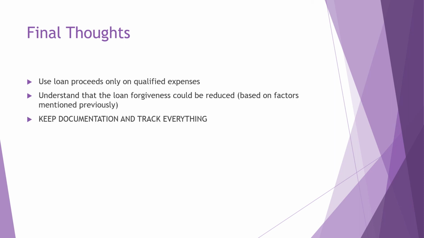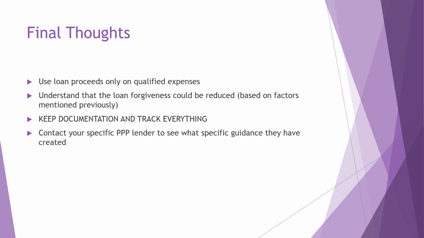Keep documentation and track everything. This is so important. You want to over document if you can. You just keep everything. You'd rather have more than enough information than be scrambling to try to prove the forgiveness amount. And then contact your specific PPP lender to see what specific additional guidance they may have created. Now, they might not have this at this point, but they should probably be coming out with it in the next, I would say, few weeks, or hopefully by the end of the 8-week period here, so that we can know exactly what you're going to need to be able to prove your loan forgiveness amount.